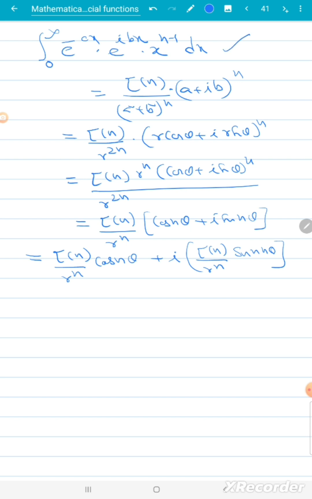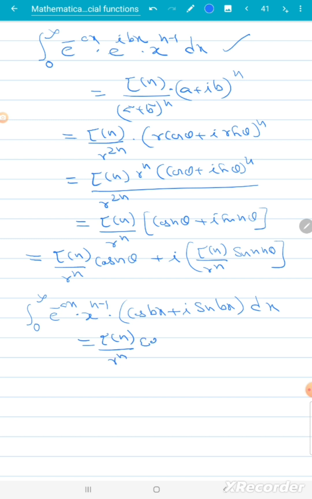So in the above integration, the integral from 0 to infinity of e power minus ax into x to the power of n minus 1 into e power ibx, which is cos bx plus I sin bx, dx is equal to gamma of n by r to the power of n cos n theta plus I into gamma of n by r to the power of n into sin n theta.